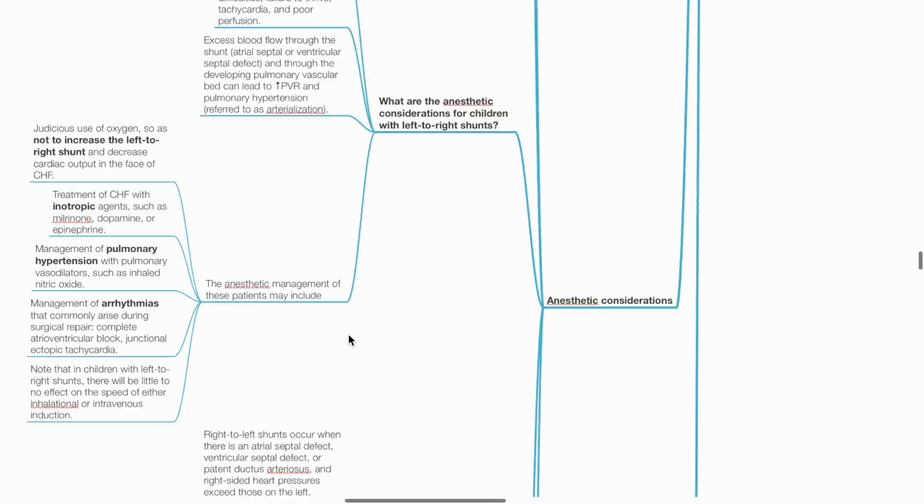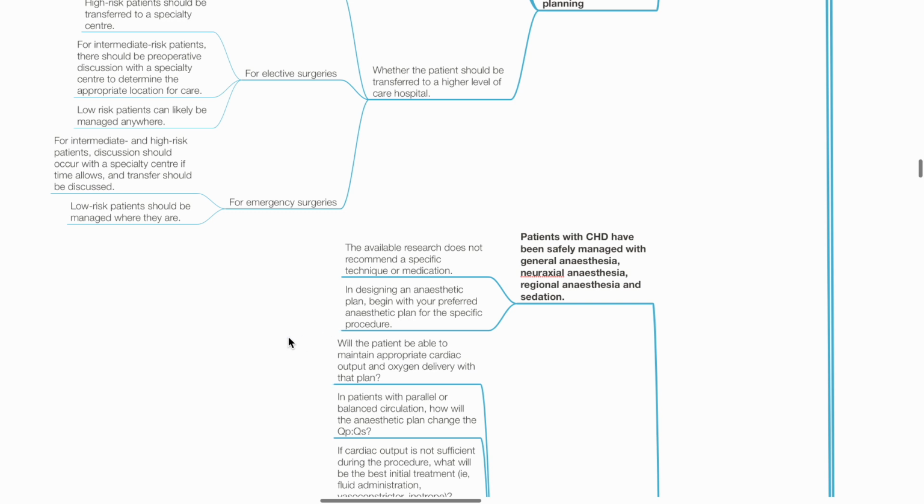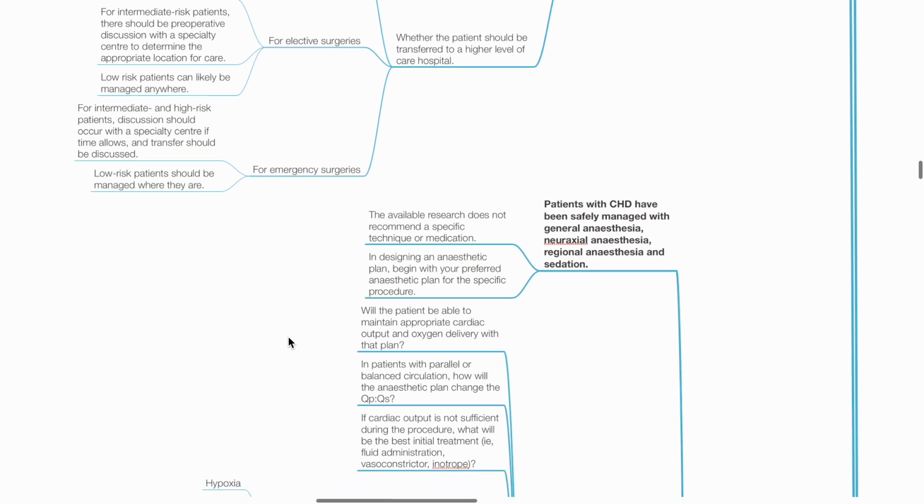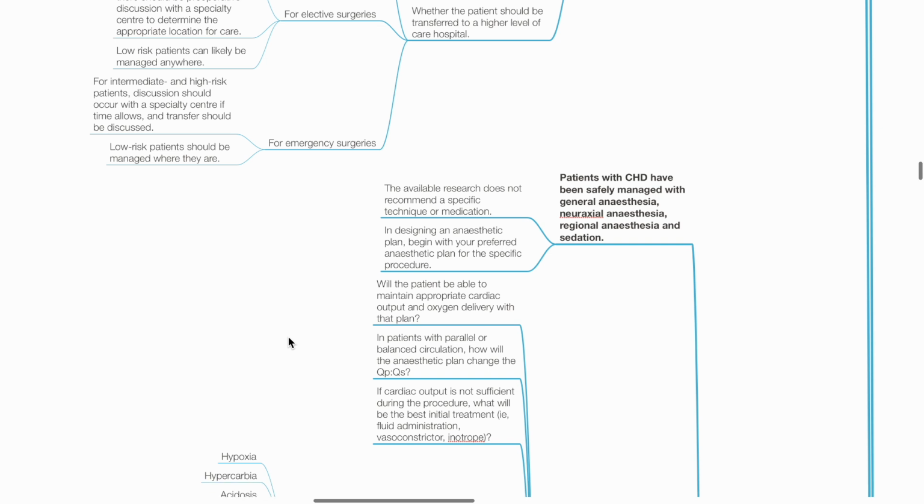Anaesthetic considerations. Patients with CHD have been safely managed with general anesthesia, neuraxial anesthesia, and regional anesthesia with sedation. Available research does not recommend a specific technique or medication.